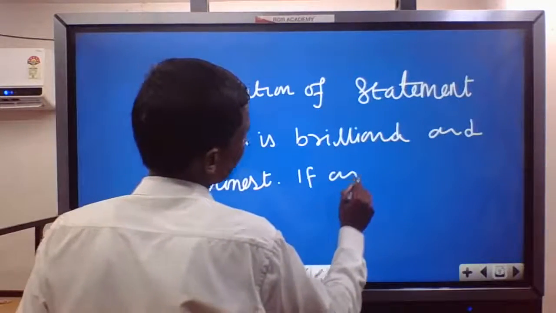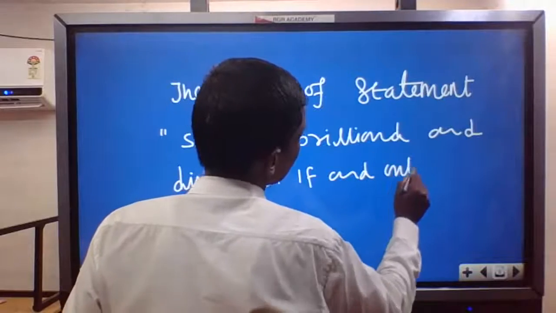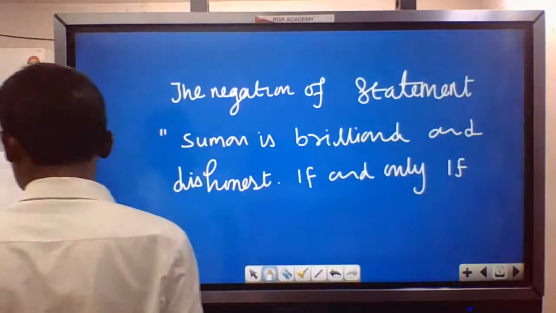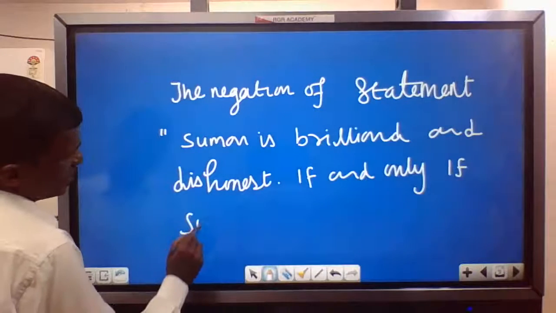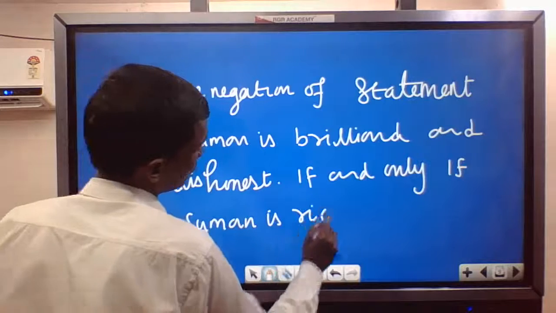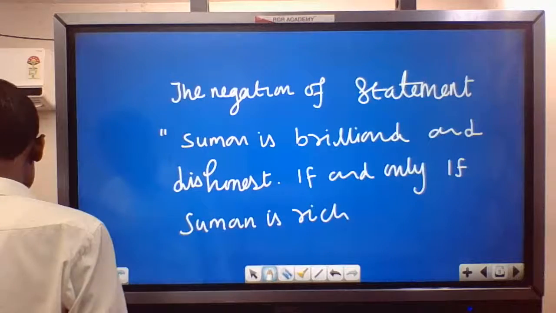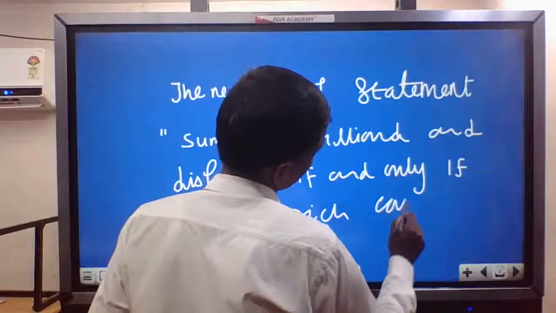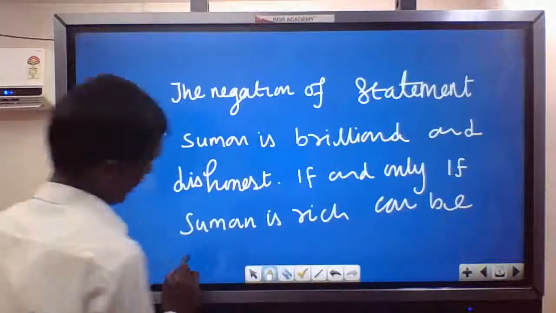If and only if Suman is rich. Someone is rich can be expressed as.